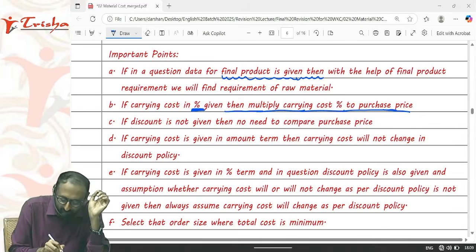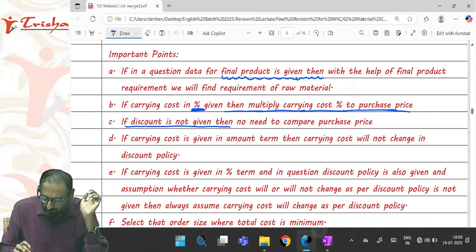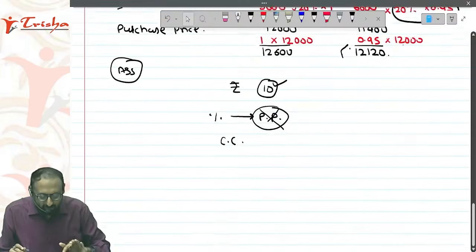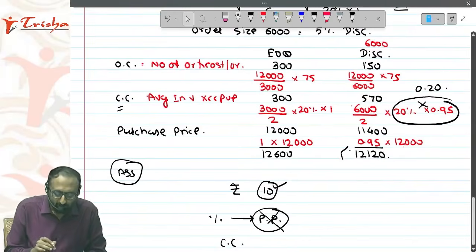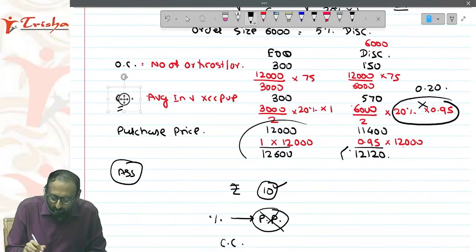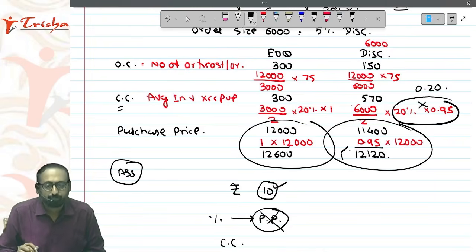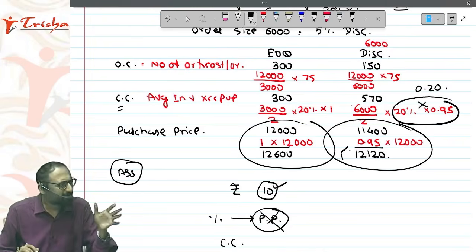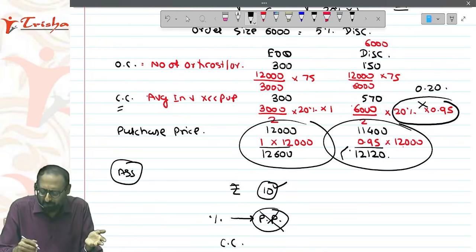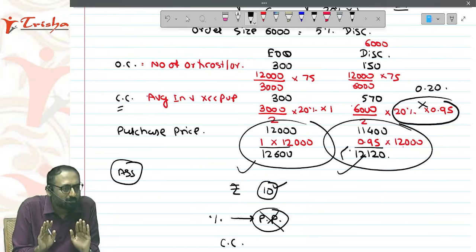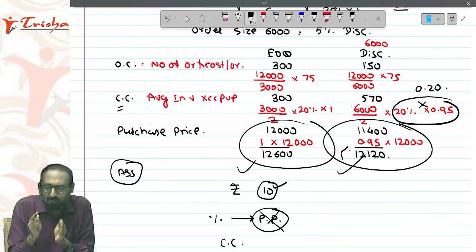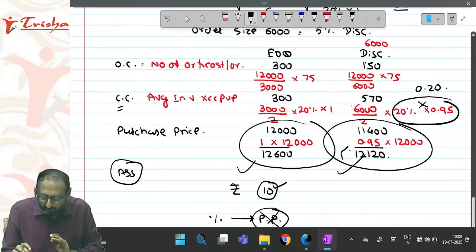Next one. If discount is not given, concentrate here. If discount is not given in a question, will you compare the purchase price, or is there no point to compare the purchase price? If discount is not given, then don't compare the purchase price, because the same purchase price will be there in both the columns. Yes or no? But if in a question discount is given, then you will have to compare the purchase price.